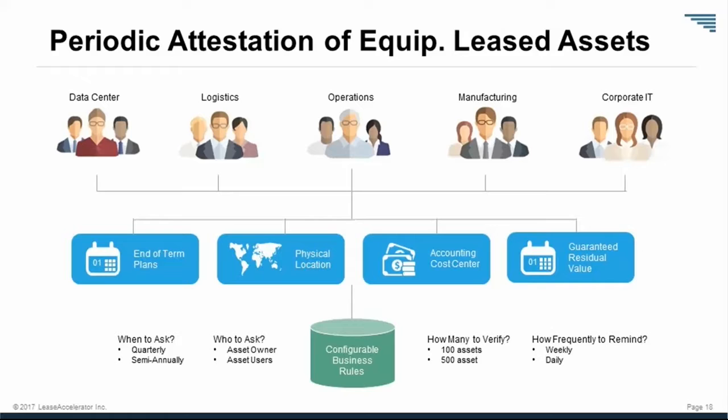So in setting up a policy, you need to know when to ask, quarterly, semi-annually, monthly, who to ask. I gave an example with the asset owner, asset user. How many assets are they going to verify? Which assets? Are we getting some of this information from other systems? Do we need integration? How frequently do we remind individuals if they don't respond, weekly, daily? So all of these questions should be addressed, and you should be creating configurable business rules within your leasing application.